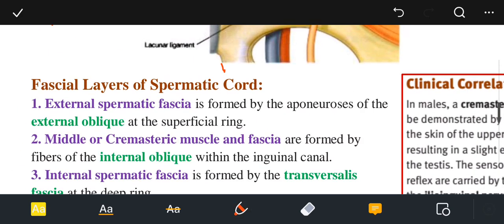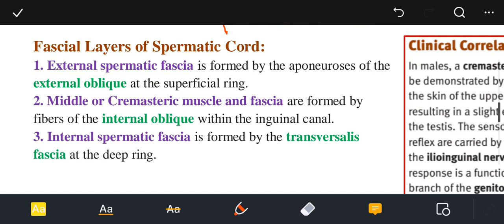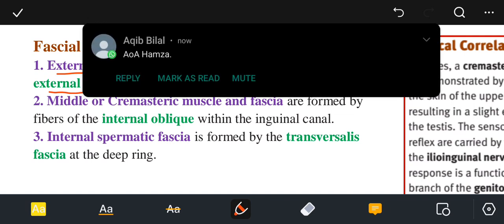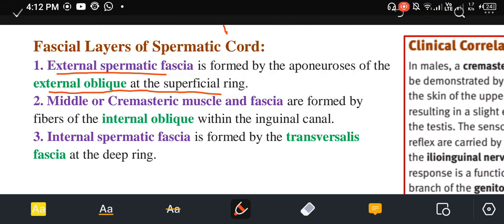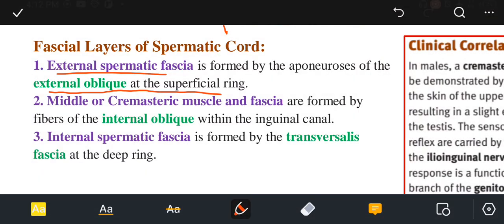Then we have the fascial layers of the spermatic cord. There are three fascial layers. Number one is the external spermatic fascia, as we have seen. It is formed by the aponeurosis of the external oblique at the superficial ring. The middle one, the cremasteric muscle and fascia, is formed by the fibers of the internal oblique within the inguinal canal. And the internal spermatic fascia is formed by the transversalis fascia at the deep inguinal ring.